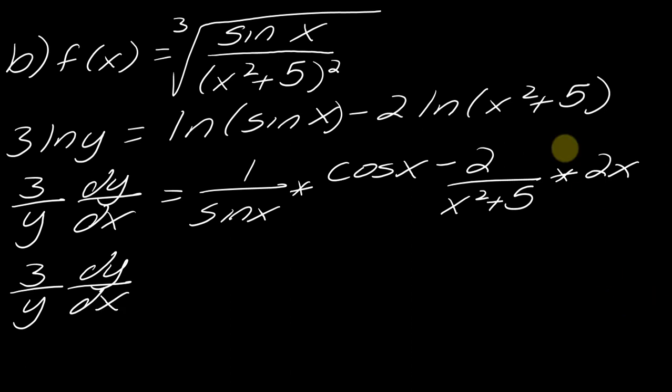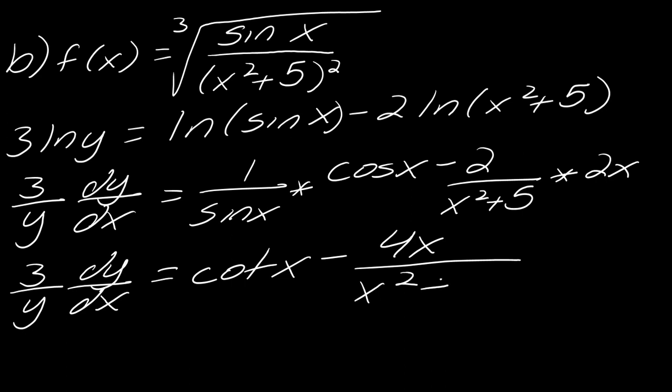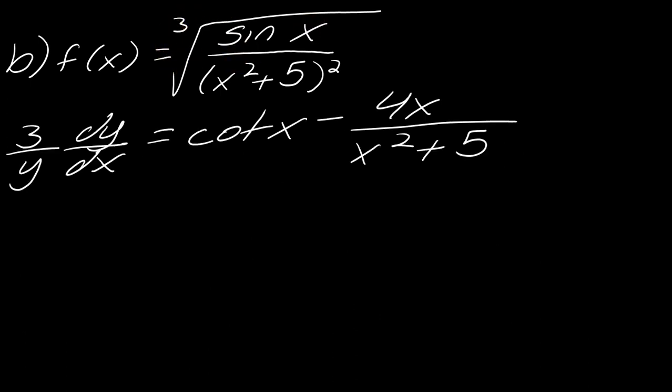cosine over sine is cotangent. So let's write this as cotangent. And then this will be minus 4x over x squared plus 5. And so now we know that I need to multiply this by y, but instead of writing this as y, I'm just going to write this as the original function. So let me clear some space.